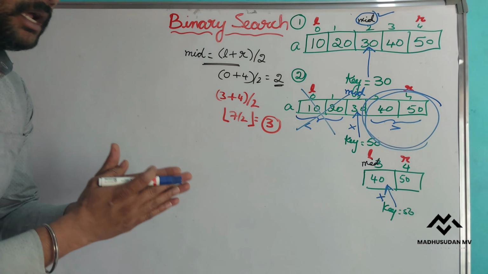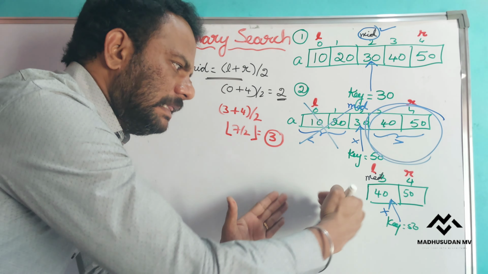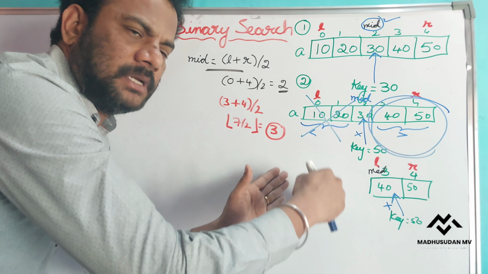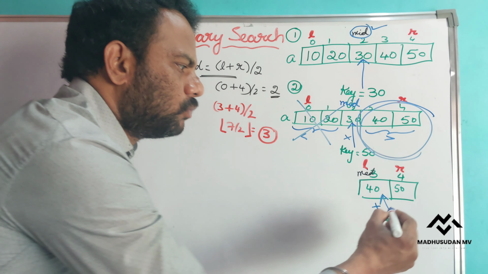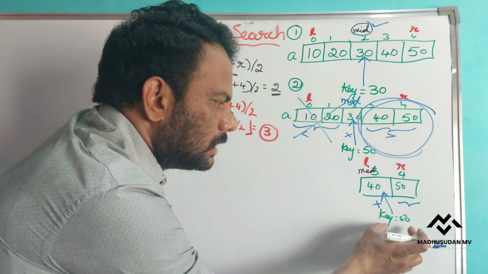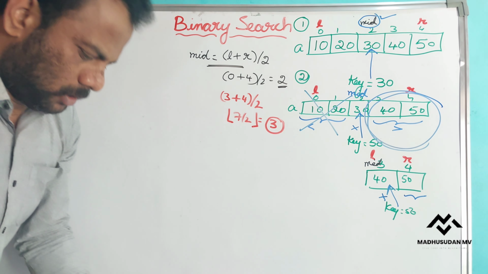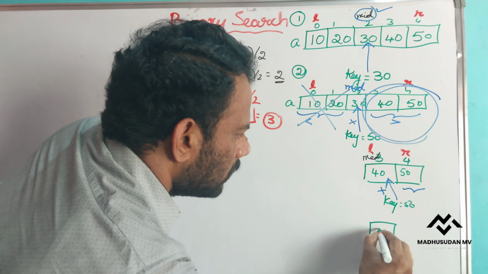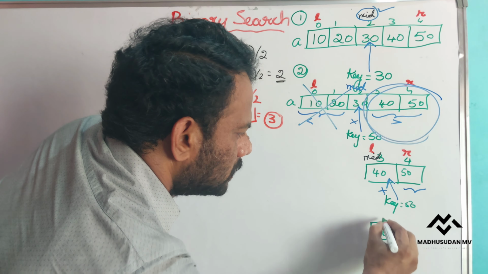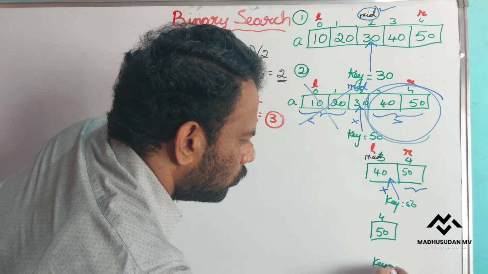Now I need to check whether to search in the first half or the second half. In this example I don't have any left subarray, that means the first part is empty. Now I need to search only the second part, as the key element is greater than the mid element. So here, 50 is at index 4, and my key is equal to 50.